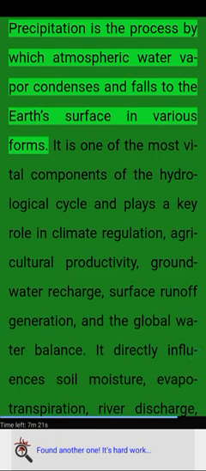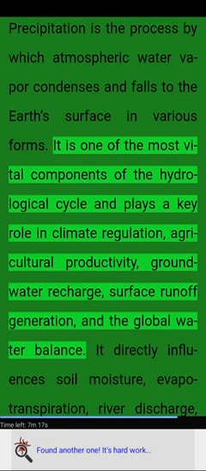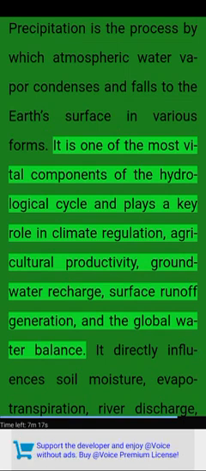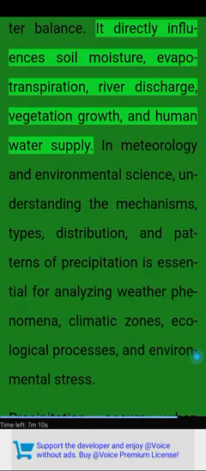Precipitation is the process by which atmospheric water vapor condenses and falls to the Earth's surface in various forms. It is one of the most vital components of the hydrological cycle and plays a key role in climate regulation, agricultural productivity, groundwater recharge, surface runoff generation, and the global water balance. It directly influences soil moisture, evapotranspiration, river discharge, vegetation growth, and human water supply.